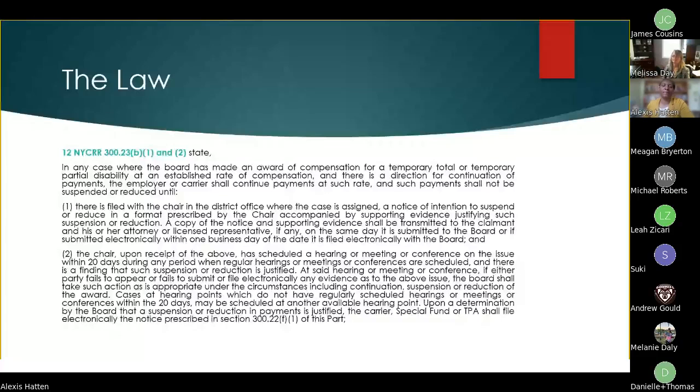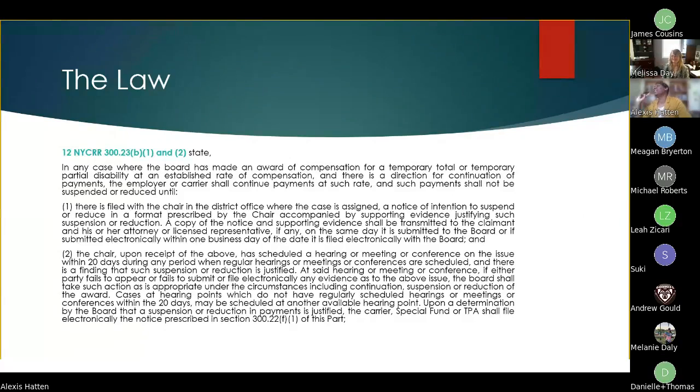I'm going to blow your mind again. I found case law which supported the carrier's unilateral suspension of benefits once the medical evidence of disability expired, and the carrier was not penalized for it. What? I know.